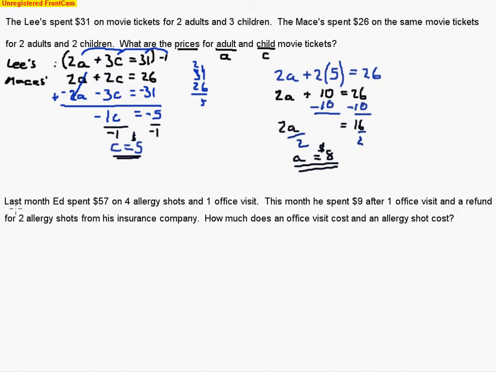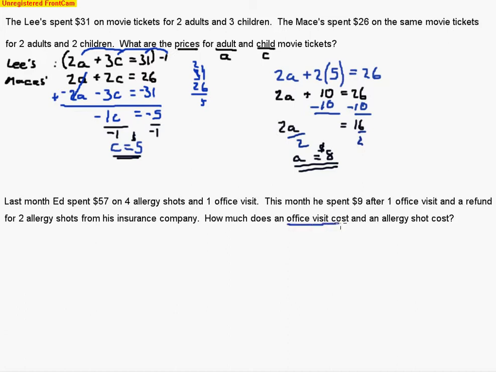So it says last month Ed spent $57 on 4 allergy shots and 1 office visit. This month he spent $9 after 1 office visit and a refund for 2 allergy shots from his insurance company. How much does an office visit cost? And how much does an allergy shot cost? So those are our unknowns. That's what they want to know.